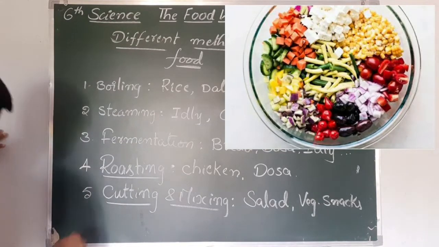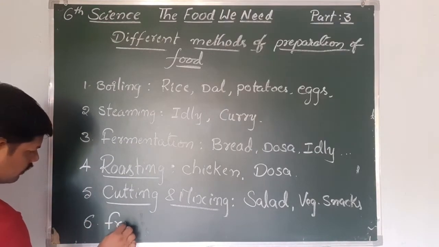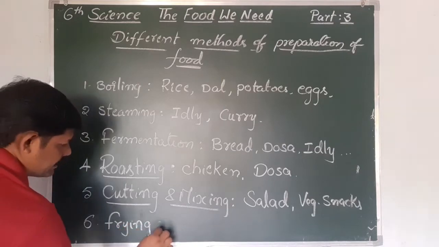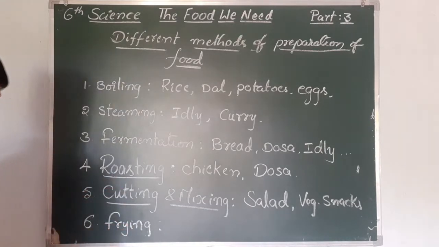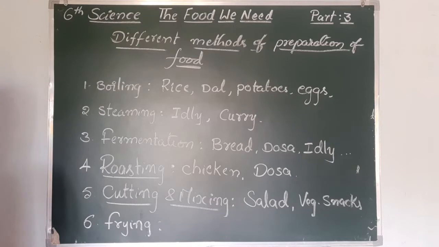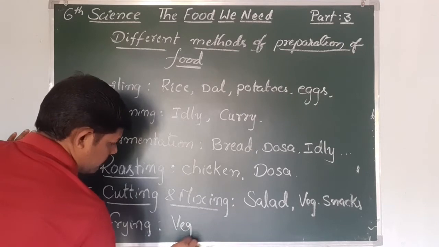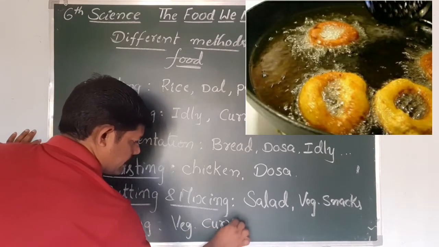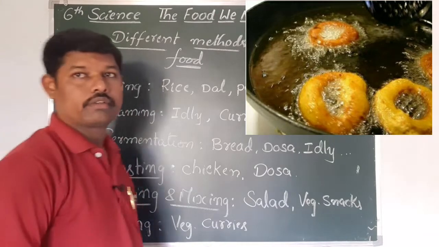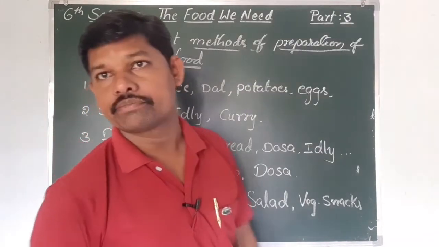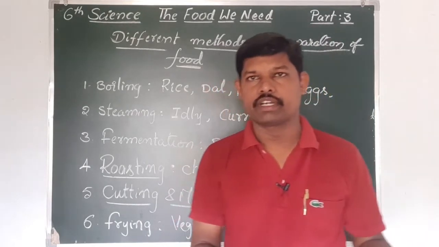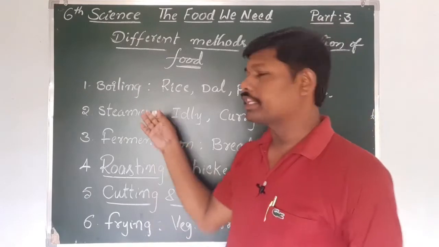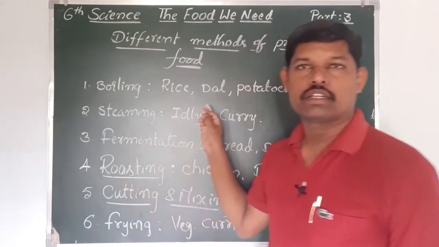And one more method, frying. Frying is different from roasting. Roasting is different and frying is different. For frying, we use food items like vegetable curries. Some curries we prepare only by frying, for example ladies finger fry, potato chips, potato fry, and different fries. That is all. These are the different methods and different food items.